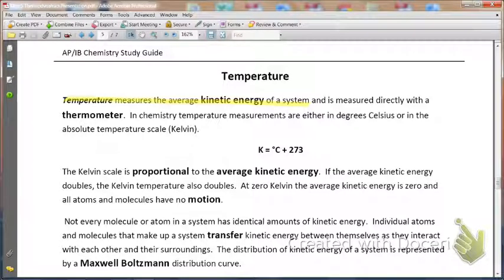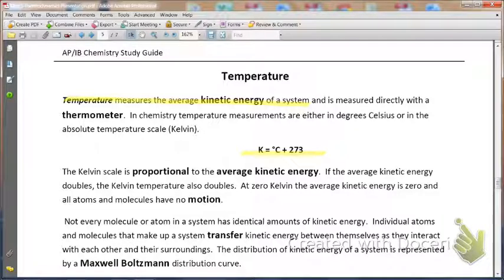We can look at the direct relationship between Celsius and Kelvin through this equation here. Kelvin is equal to degrees Celsius plus 273. It is important that you memorize this equation and use it for temperature conversions.